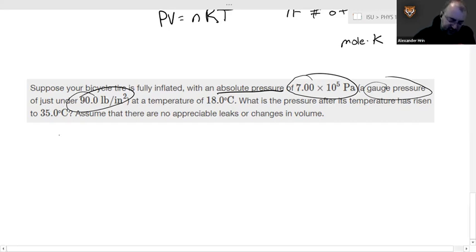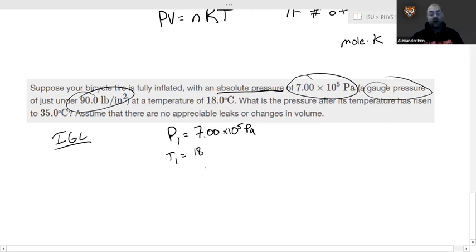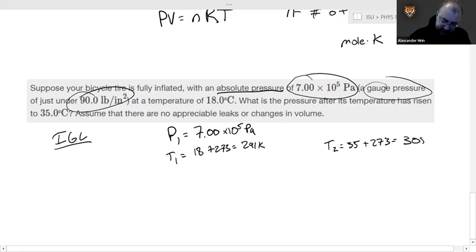The reason is if you try to use the ideal gas law, you end up having 2 unknowns. So I just want to show you what that means. What they've given you: one pressure is 7.00 times 10 to the 5th Pa. And then your temperature is equal to 18. Now, careful with this. It's not equal to 18. It's equal to 18 plus 273, which would be 291. Okay, so you got to put that in Kelvin. Now they also give you a second temperature. T2 is 35 plus 273, which would be 308 Kelvin.